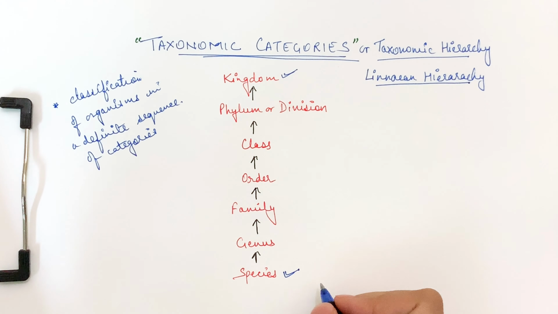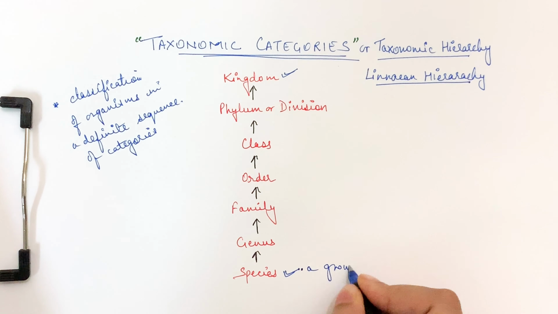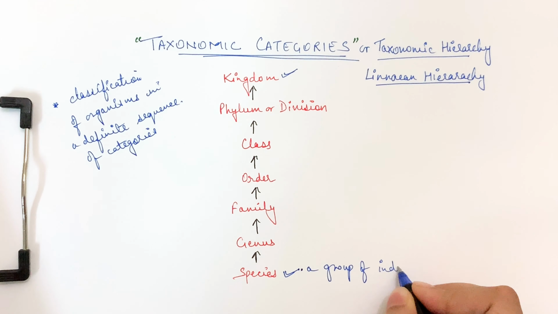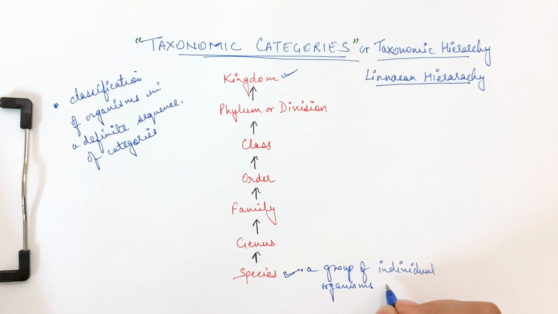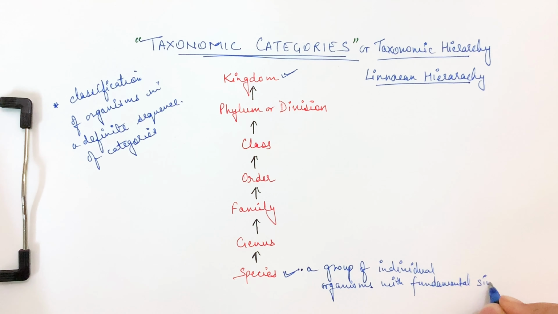Now, what is species? Species is basically a natural population of individuals or groups of populations which resemble one another in all essential morphological or reproductive characters. Okay, so maybe in simpler language, it is basically a group of individual organisms with fundamental similarities.